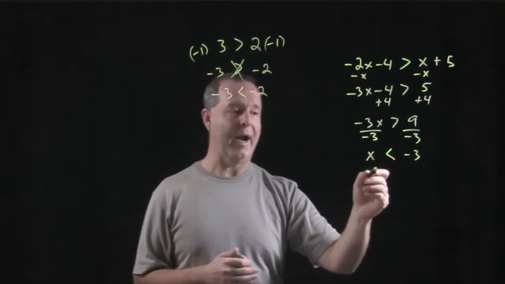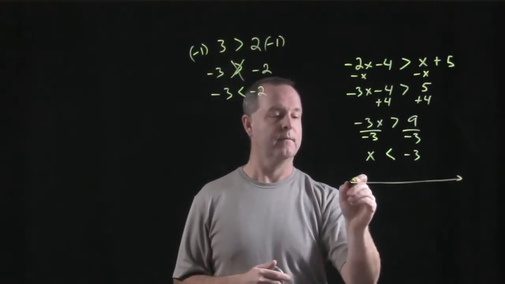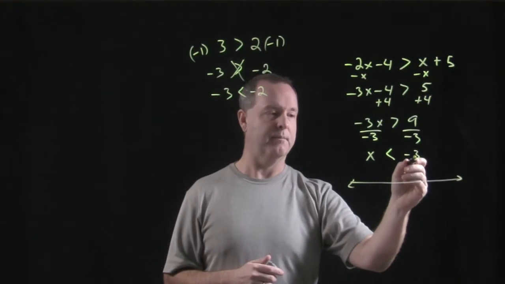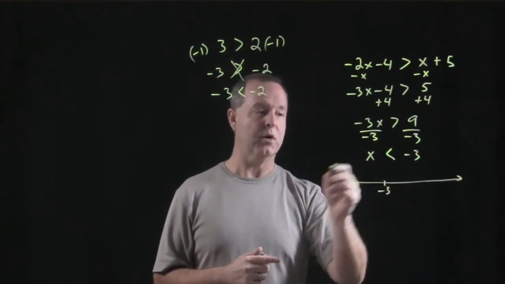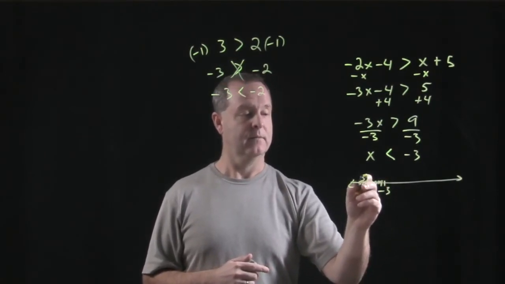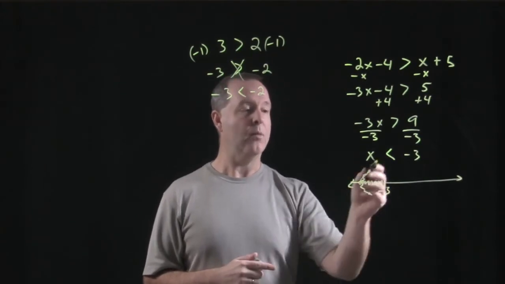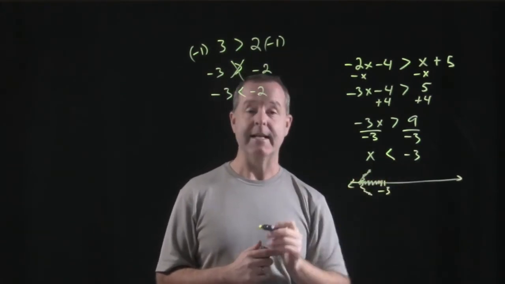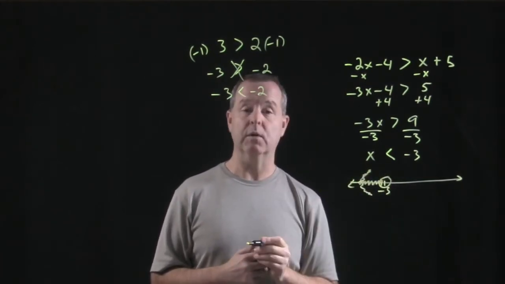Then from here, we're going to graph it to provide a solution. I like looking for the pinch point here, which is negative 3. My solutions are all less than negative 3. Probably could have drawn it. There we go. And what happens at negative 3? Negative 3 is not a solution, so I'll put a hollow circle around that.